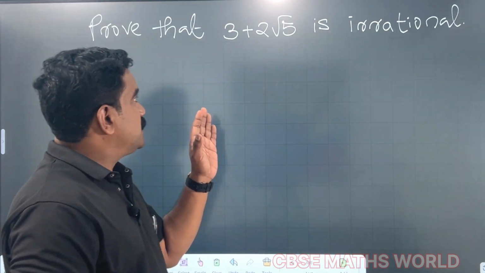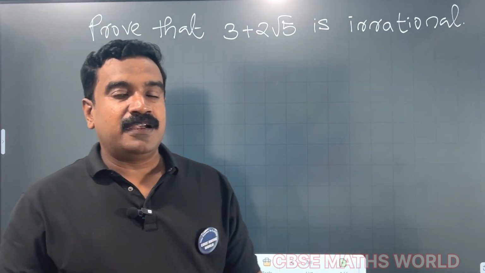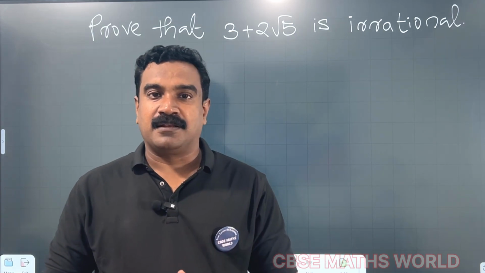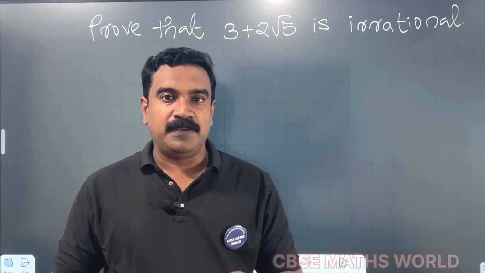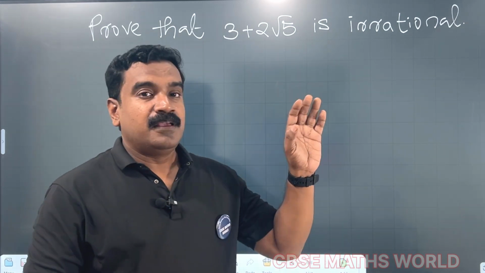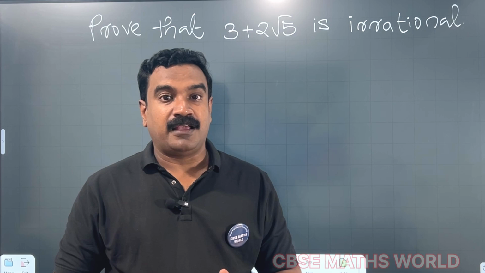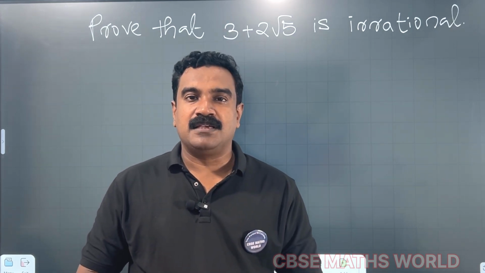Question is, prove that 3 plus 2 root 5 is an irrational number. What is an irrational number? We discussed: a rational number is a number we can write in the form p by q, that is, one number divided by another number. Irrational numbers are the numbers we cannot write in the form p by q.